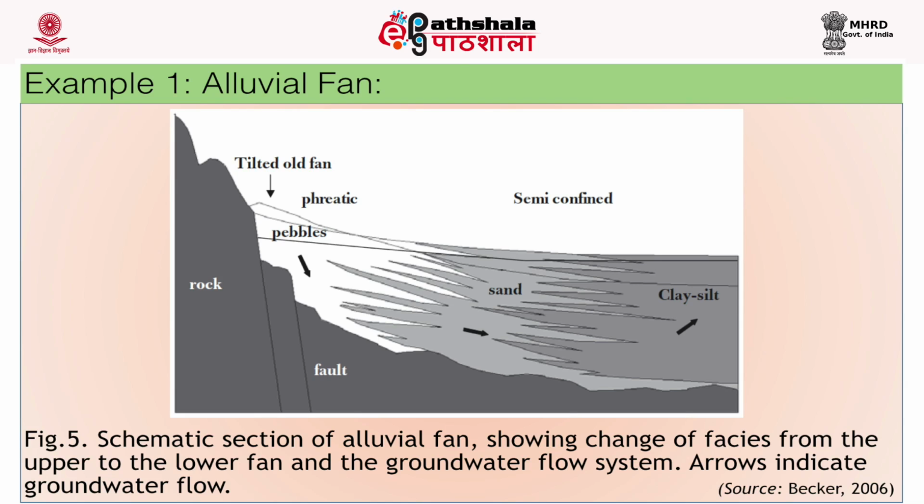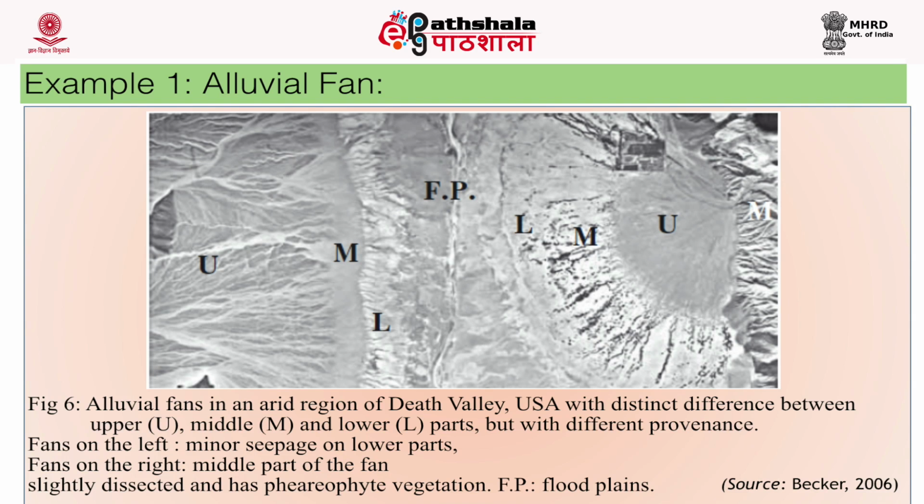The arrow marks in this figure indicate the direction of the groundwater flow in the fan. This is an alluvial fan in an arid region of Death Valley, USA, with distinct differences between the upper, middle and lower parts, which are demarcated as UML in the diagram, and in the central part you can see FP, that is your flood plain.